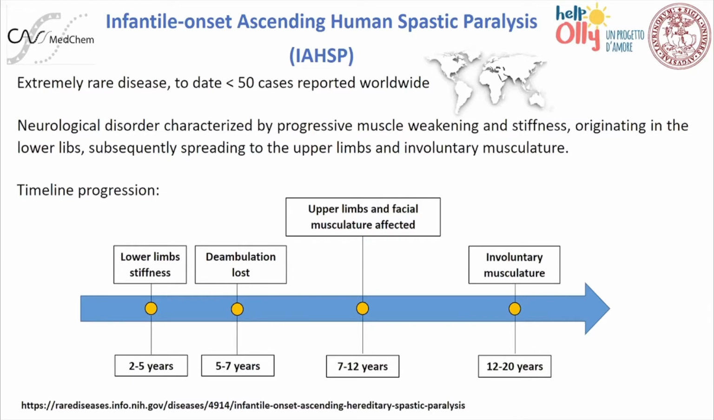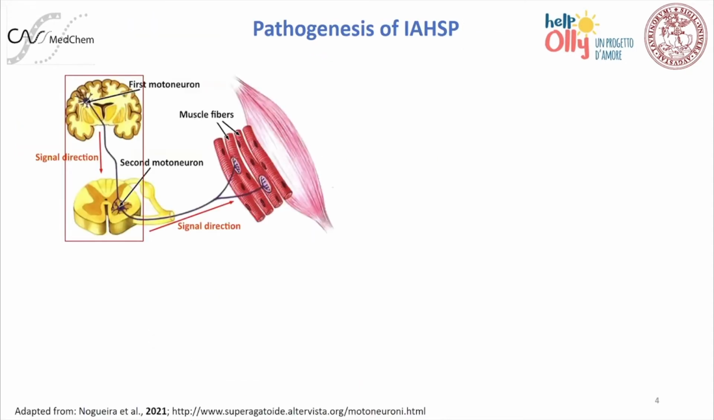It's a neurological disorder, and it starts from the lower limbs in childhood, at an early age, and then it progressively expands to the upper limbs and to the involuntary musculature. But unlike other pathologies of this family, it's affecting the motor neuron axis, but just the first motor neuron.